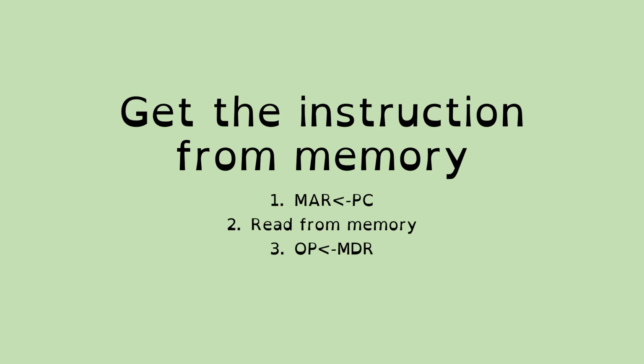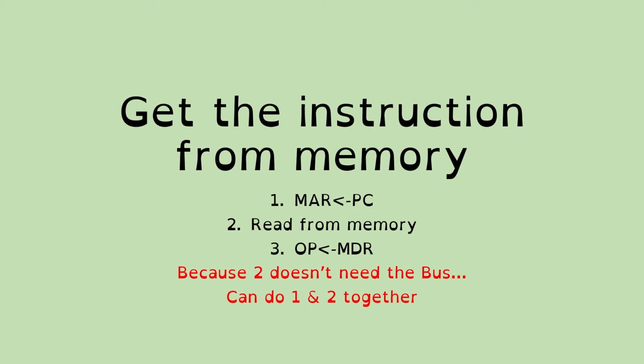In register transfer language, if you're used to that, the indications for this are: you're going to read the MAR from the PC, and then you're going to read from memory, and then you're going to read the op from the MDR. Number 2 in this doesn't need the bus, because reading from memory has got its own internal bus. So actually, we are able to do numbers 1 and 2 together.